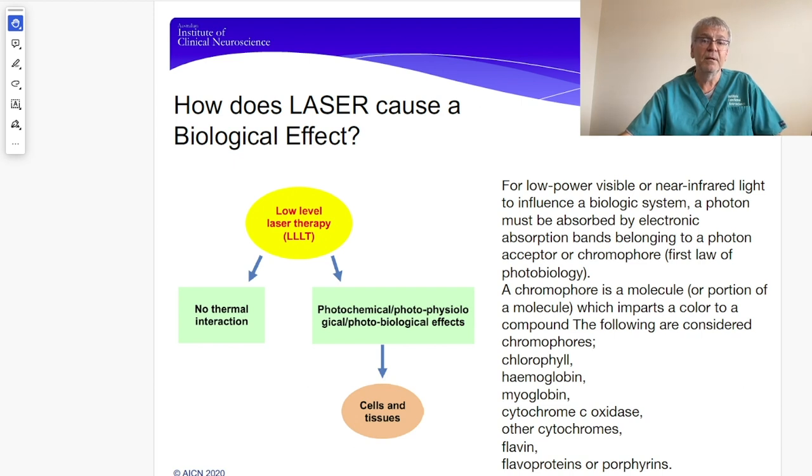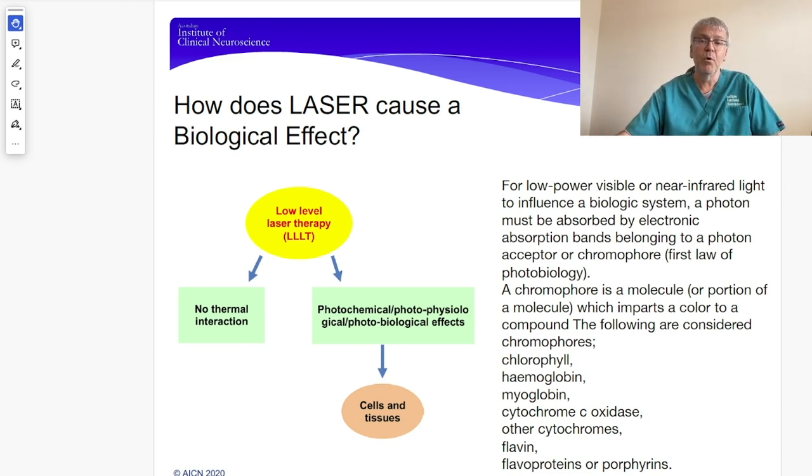Basically, we want the laser for the photochemical effect. We get biological effects from this photochemical activation, which changes activity in the cells and tissues. There's a type of receptor in the organelles of our cells, these specific organelles called mitochondria, and they have receptors that are sensitive to light, and these are called chromophores.